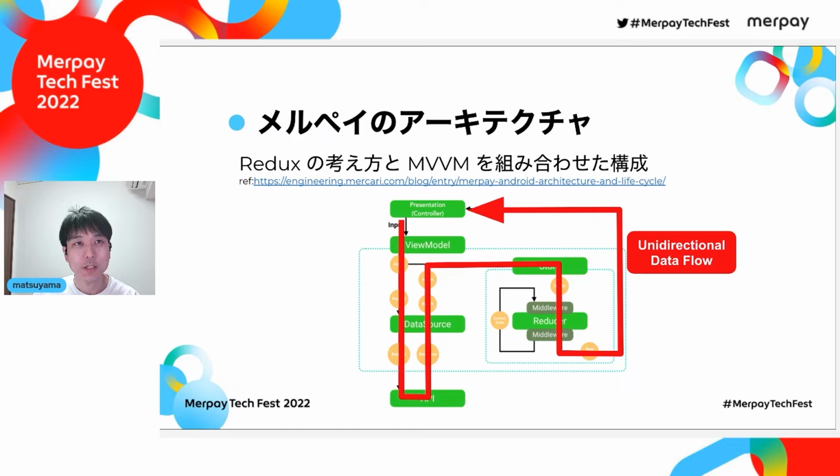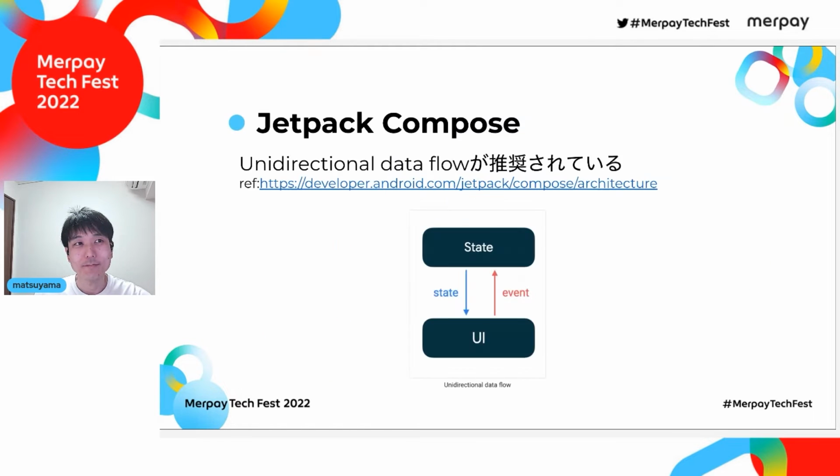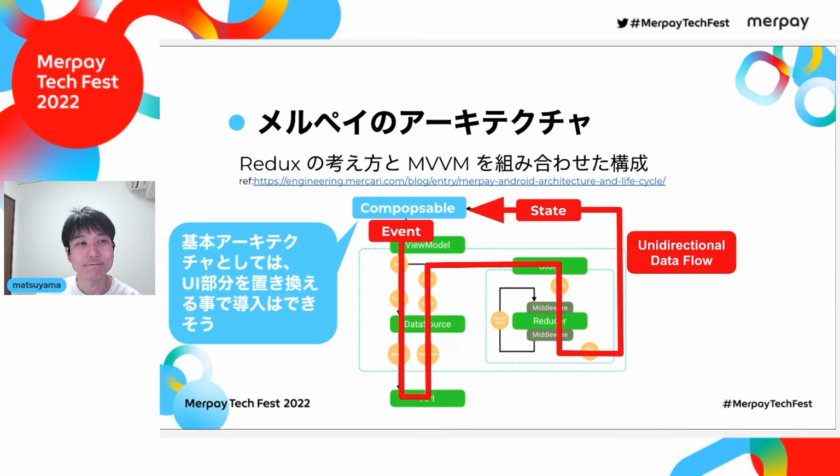In other words, it is a unidirectional data flow. But Jetpack Compose, this diagram is taken from Android developers. The diagram is upside down from the previous one, but Jetpack Compose recommends unidirectional data flow. This means that the basic architecture can be introduced by replacing the UI part.